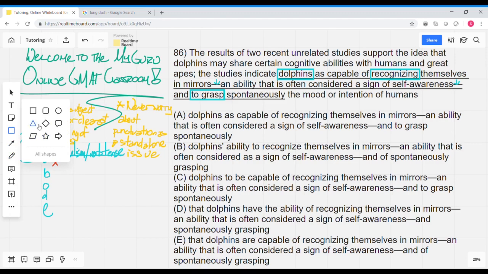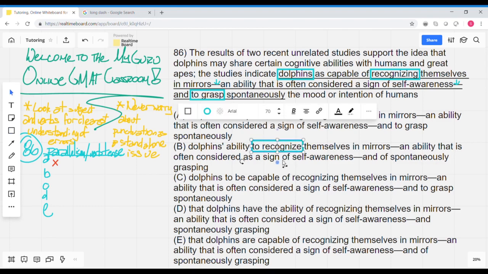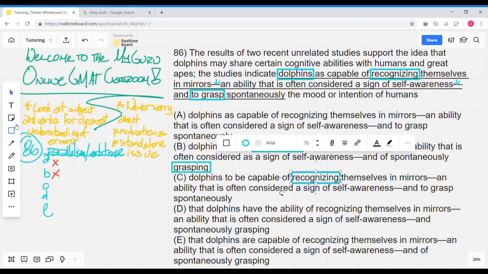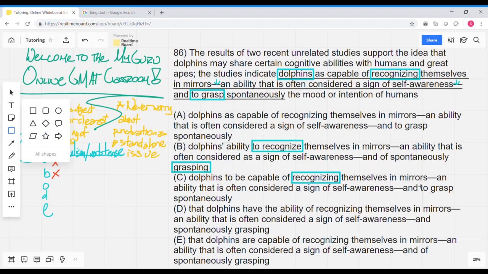So then we go to the answer choices. So we see in choice B that there's an ability to recognize, which, okay, so we've gone to recognize instead of recognizing, but then choice B just flips the error and it's out. Then in choice C, we've got dolphins to be capable of recognizing and to grasp, same issue basically. We just have to consider the differences between D and E now.